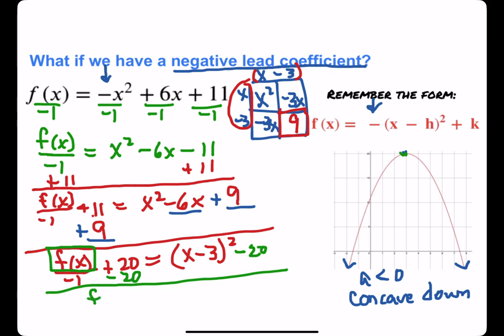I'll have f of x over -1 equals x minus 3 squared minus 20. Now, here's the trick. When I want to get that -1 away and solve for f of x, I multiply both sides by -1, but I need to multiply this entire right side by -1.